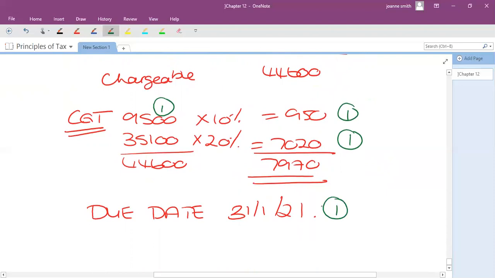So the best advice I can give you on capital gains tax is just to keep practicing the questions that you've got. So there's a few in that chapter I've not gone through that you've got all your model answers on Moodle that you can look at.